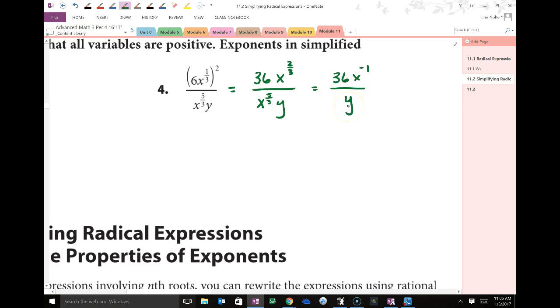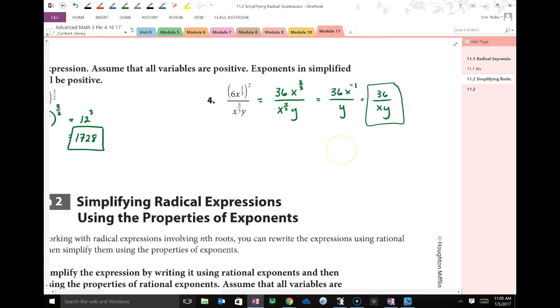Now, can I leave it like that? You cannot have a negative exponent, so what are we going to do with the x? Put it in the bottom. Very good. So how many people got 36 over xy as an answer? No? But at least you found your mistake? Okay, good. So we're good there?